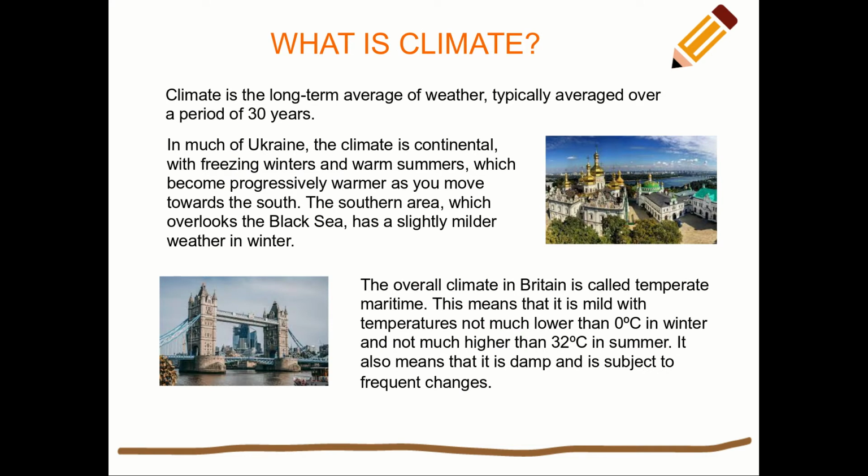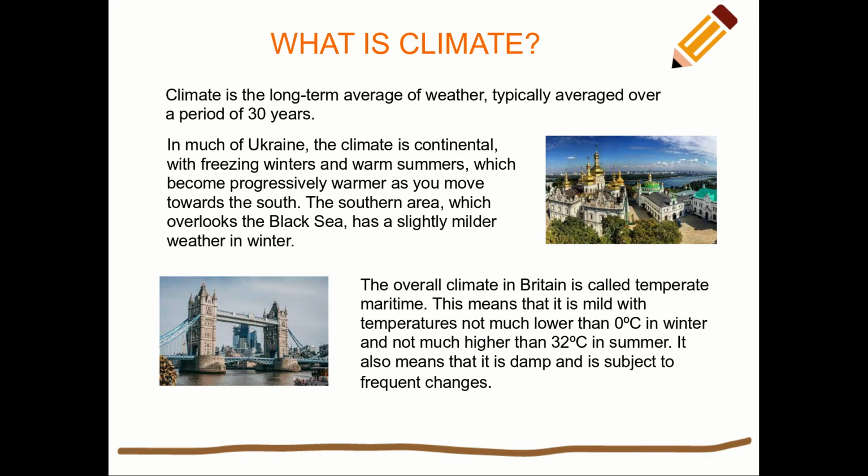What is climate? Climate is the long-term average of weather, typically averaged over a period of 30 years. In much of Ukraine, the climate is continental, with freezing winters and warm summers, which become progressively warmer as you move towards the south. The southern area, which overlooks the Black Sea, has a slightly milder weather in winter.